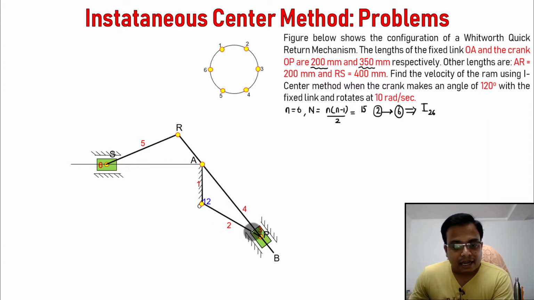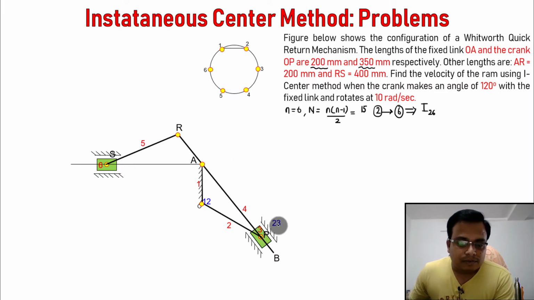Okay, this is the crank, and then this slider over here is sliding along this RB. Anyway, this is the slider 3, and this is link 2, and therefore this very small dot over here is I23. Yes, this is I23.